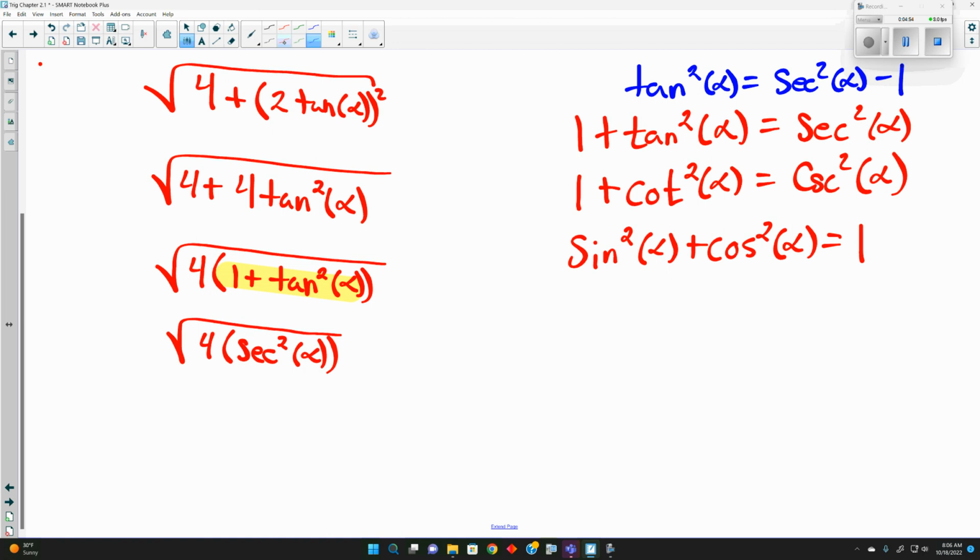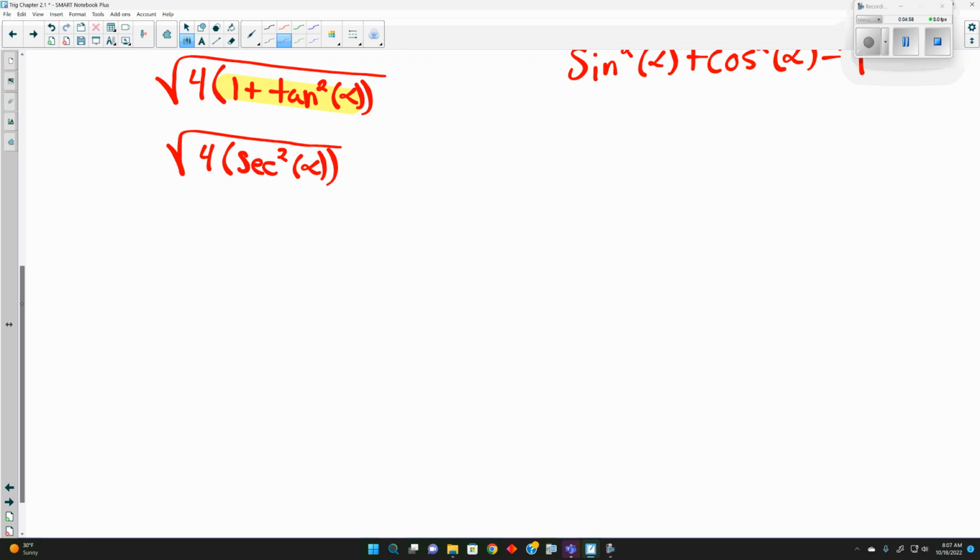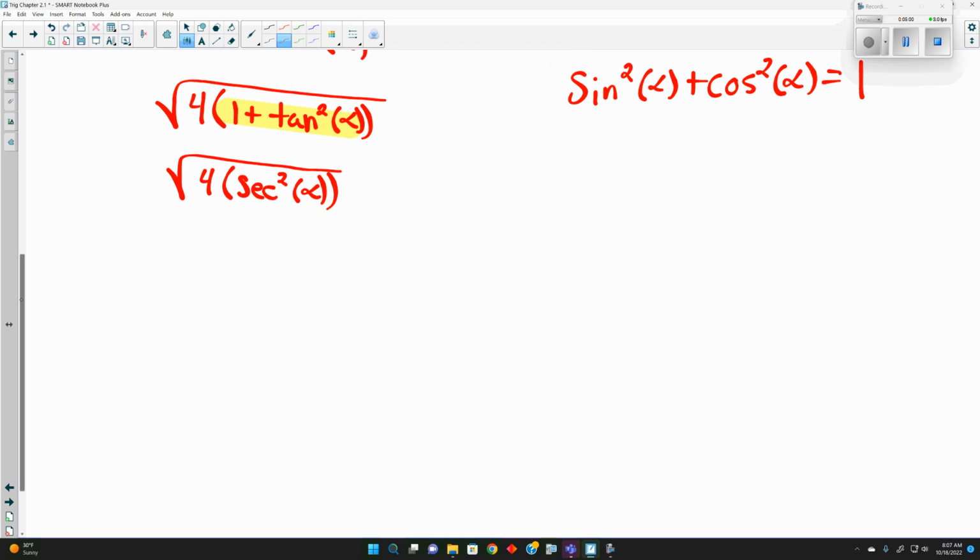Now this problem is essentially done, because what we have is the square root of 4 times secant squared of alpha, yes? Well, we could take them individually. The square root of 4 is 2. The square root of secant squared is secant of alpha. And that's it.